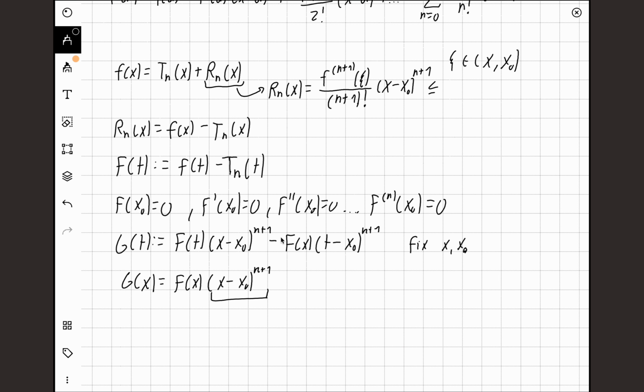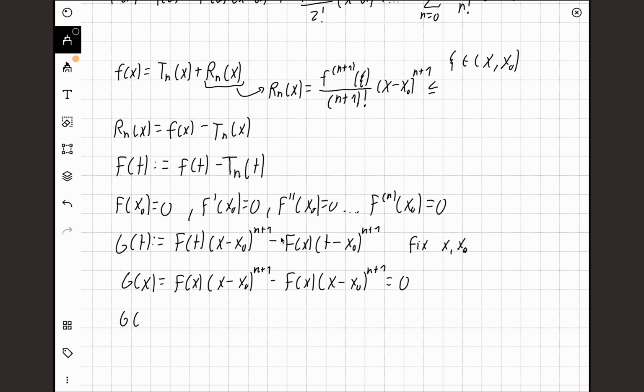You can just imagine this whole thing as a constant because x and x0 are fixed. And then minus f of x, this is also just a constant, times t is the variable, so (x minus x0)^(n+1). Well, oh my goodness, what happened? These two terms are exactly the same. So we subtract them from each other, bang, this equals 0.